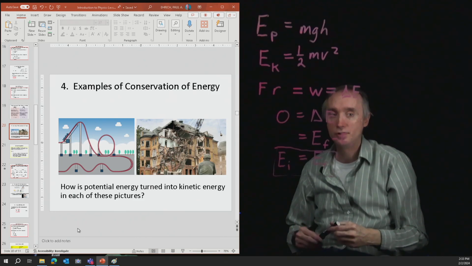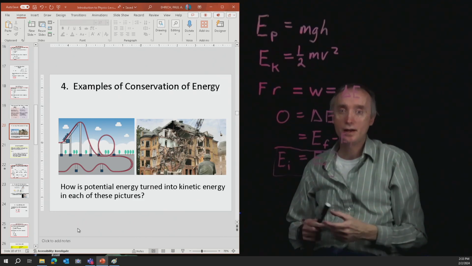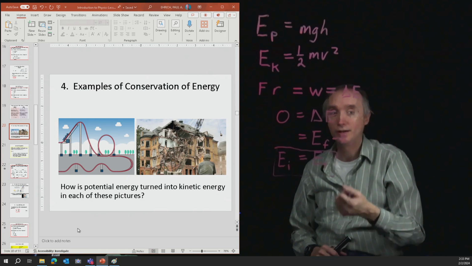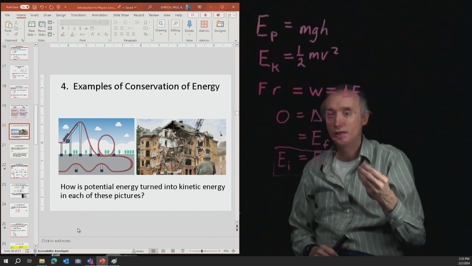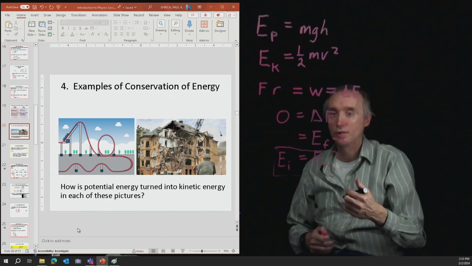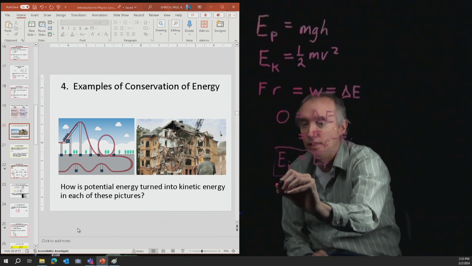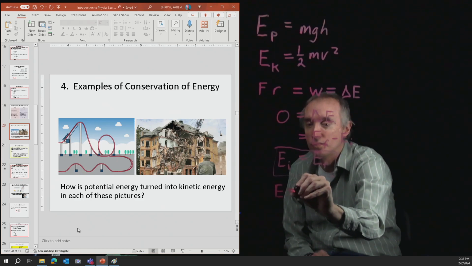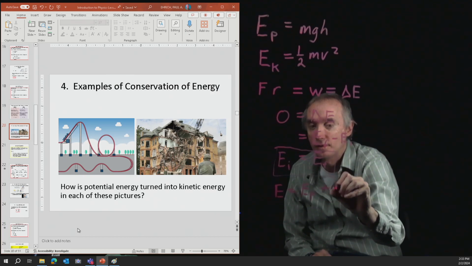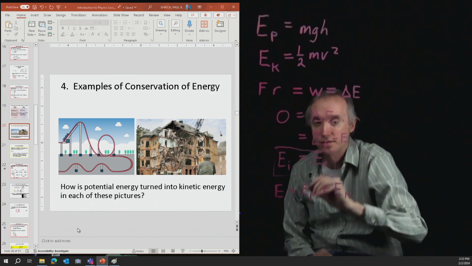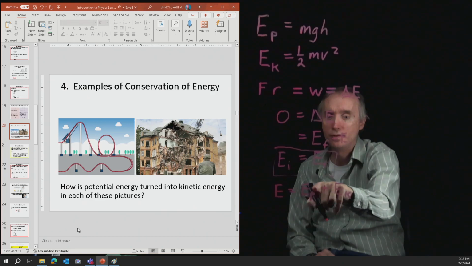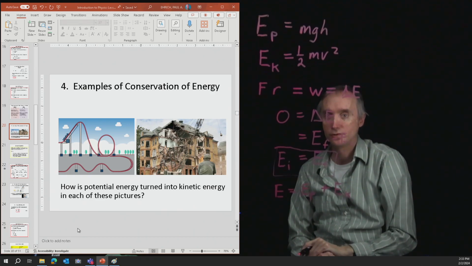Now, what kind of energy could it be? Well, it could be any kind of energy. Could be mechanical energy, could be thermal energy, could be electrical energy, but we're going to keep it simple. We're going to stick to mechanical energy. And so we're going to say that the energy E is going to be equal to the potential energy of the system plus the kinetic energy of the system. Now, these things can change, but when you add them together, it doesn't change.